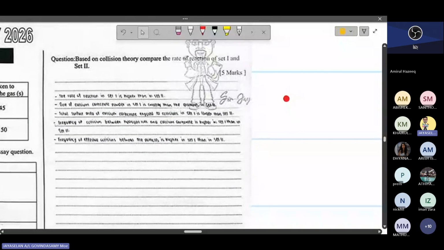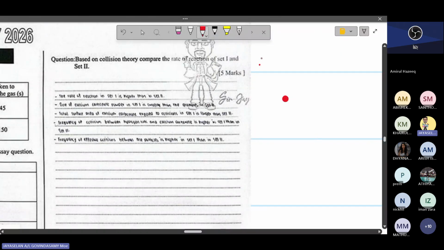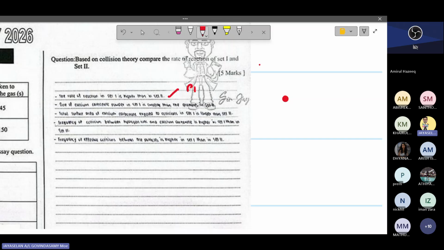The rate of reaction of set 1 is higher than set 2, so this is 0.1. The size of calcium carbonate in set 1 is smaller. She put smaller, then in set 2, so this is 0.2. The total surface area of calcium carbonate exposed to reaction in set 1 is larger. Very good, very perfect answer. Point 3, the frequency of collision between hydrogen ion and calcium carbonate. She did not write compound, never mind, still accepted. Is higher than set 2.